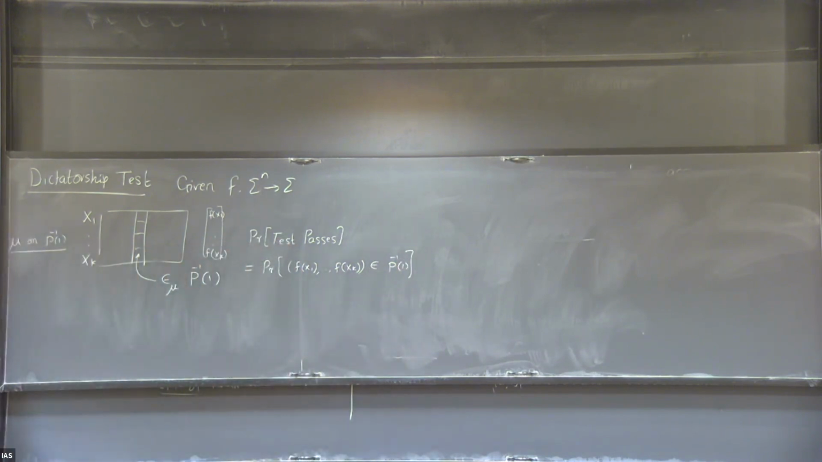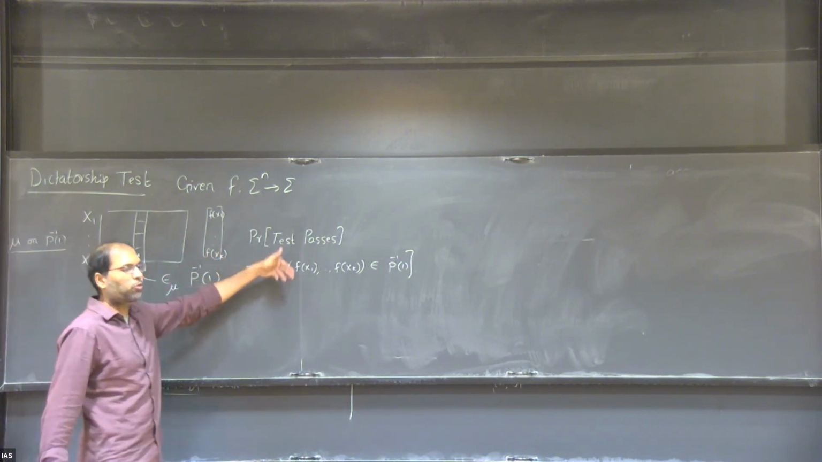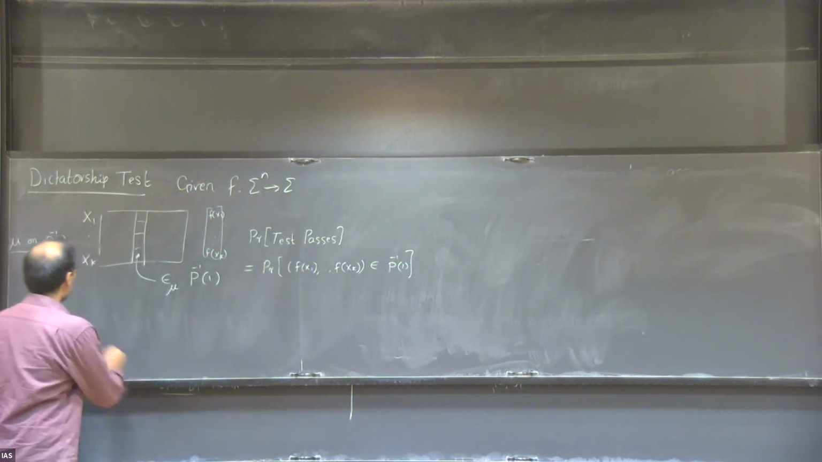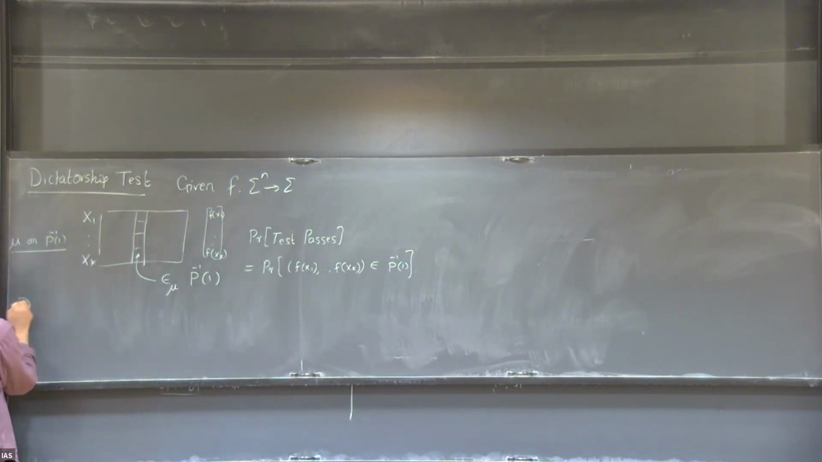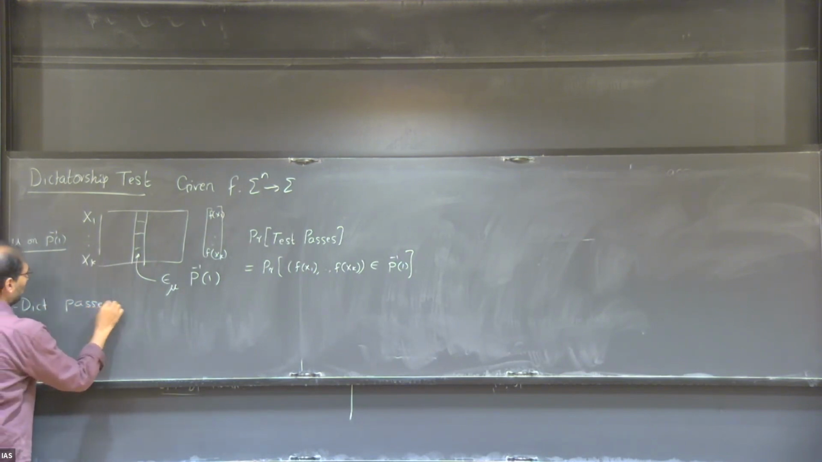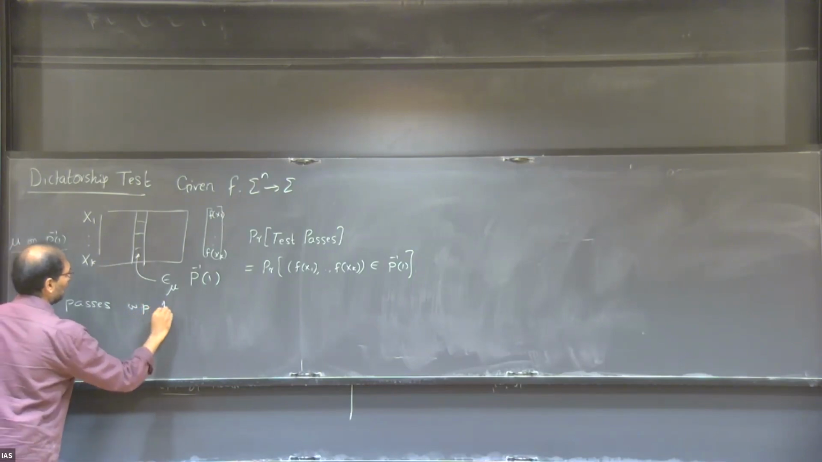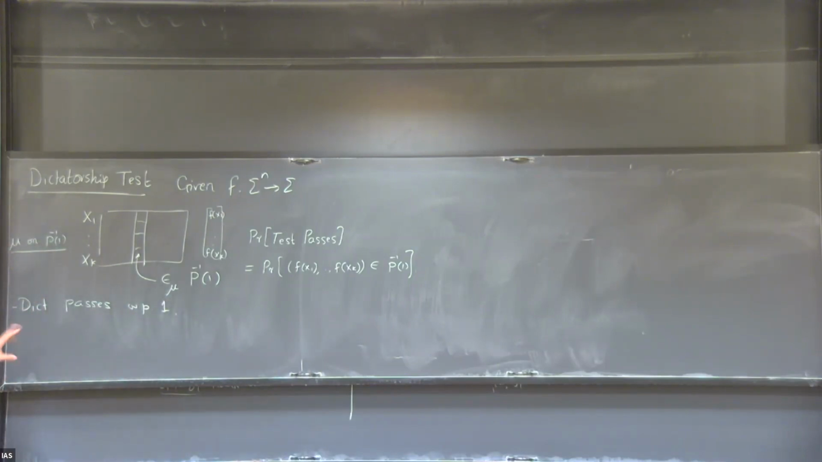And we agreed that if it's a polymorphism, there will be some function which would pass with probability 1. Now, of course, we know that a dictator passes with probability 1. So in some sense, what we are trying to do is check whether the function is a dictator. That's why it is referred to as a dictator test.